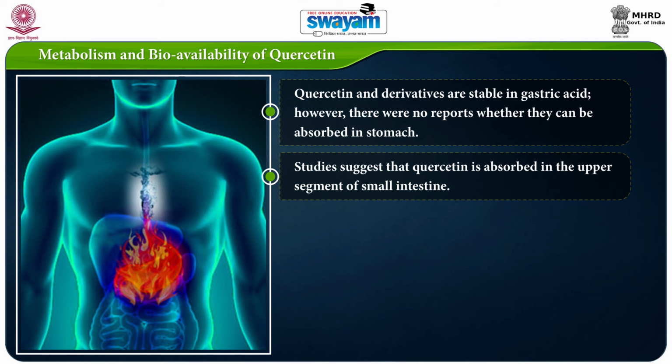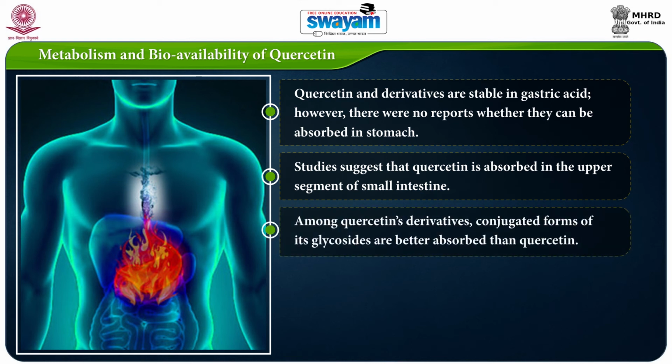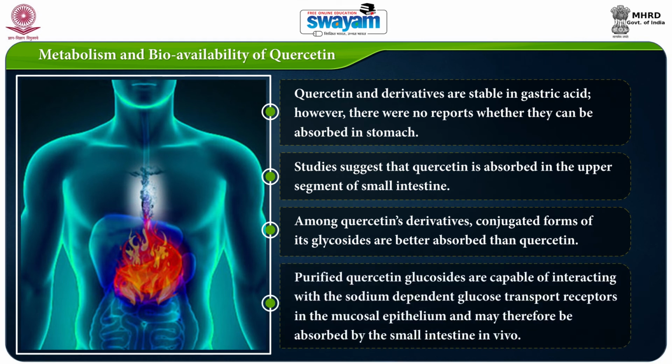Studies suggest that quercetin is absorbed in the upper segment of the small intestine. Among quercetin derivatives, conjugated forms of its glycosides are better absorbed than quercetin. Purified quercetin glucosides are capable of interacting with the sodium-dependent glucose transport receptor in the mucosal epithelium and may therefore be absorbed by the small intestine in vivo.